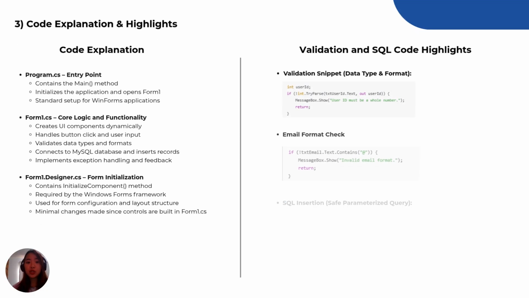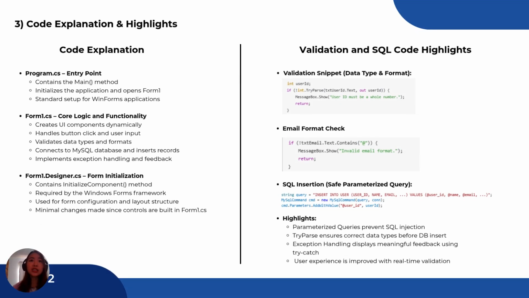So now moving into the code explanation and highlights, you can see that this slide presents both the structure of my application and key parts of the code related to validation and embedded SQL. The application consists of three main C# files. First, Program.cs contains the Main method, which serves as the entry point of the application. It initializes the form and launches the interface using standard Windows Forms setup.